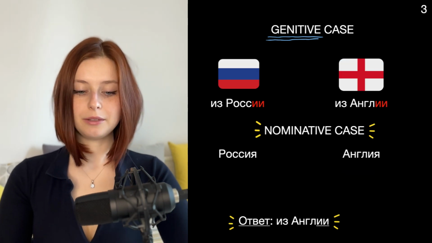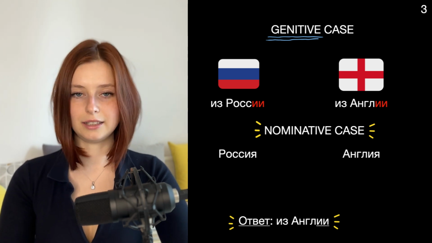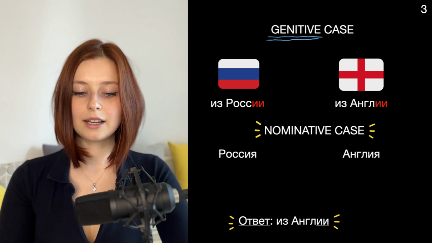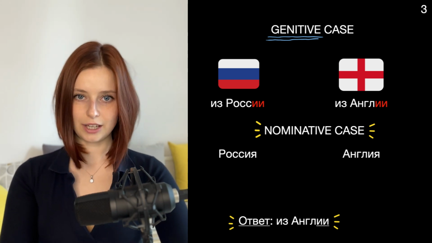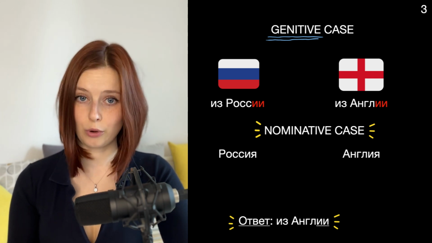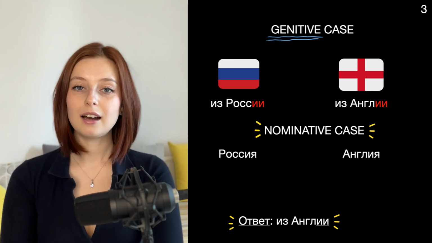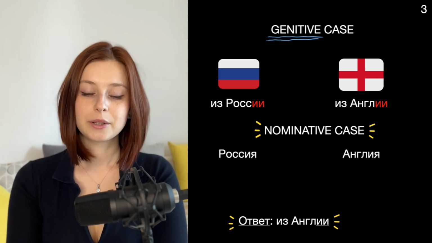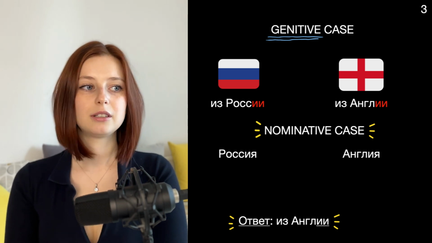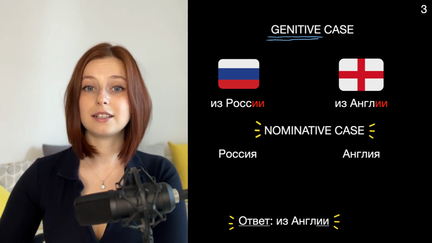Question number 3, Я из Англии was the right answer. I'm from England. And we are now talking about genitive case here. Whenever you see the preposition из, which means from, you know that it's genitive case. Из makes Англия into Англии. We just changed the ending of Англия. If it was maybe Россия, I'm from Russia, let's say Я из России.